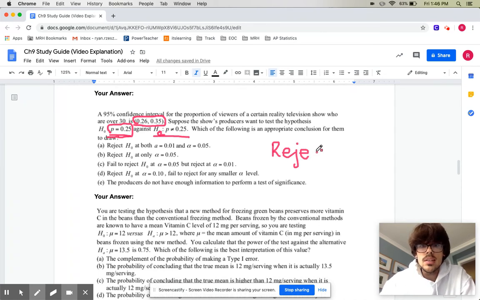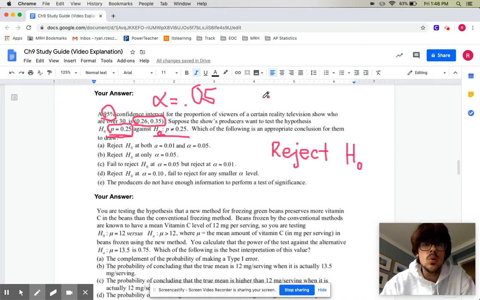If you reject H0, it means that your p-value is lower than your significance level. The p-value is smaller than alpha. So in this problem, they said that they made a 95% confidence interval. That is equivalent to the 0.05 significance level. So alpha is going to be 0.05 for this problem.